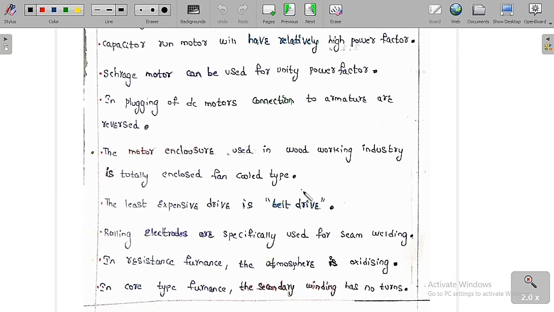So the motor enclosure used in woodworking industry is totally enclosed fan cool type. It is a very popular motor which is mostly used in the woodworking industries. Simply we can say that the enclosed fan cool type is one of the important motors which is majorly used in the woodworking industry. The fan is always kept inside the motor itself, so it can cool each and every part inside the motor, and it can give a large amount of life.